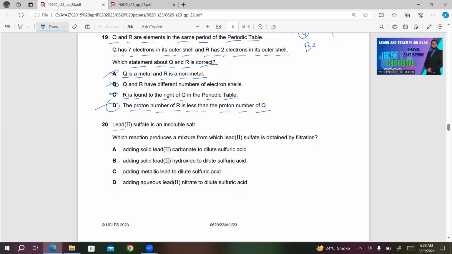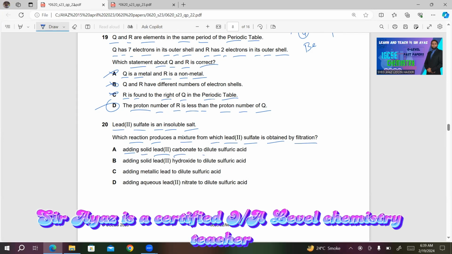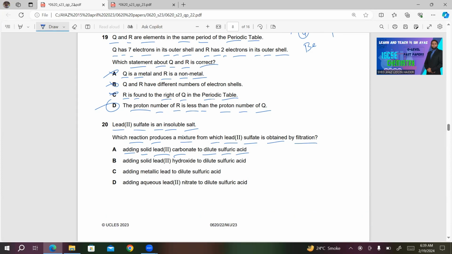Number 20, lead 2 sulfate is an insoluble salt. Which reaction produces a mixture from which lead 2 sulfate is obtained by filtration? A, adding solid lead 2 carbonate to dilute sulfuric acid. Now lead 2 carbonate is insoluble, so we can't get the lead 2 sulfate by adding solid lead 2 carbonate to dilute sulfuric acid.